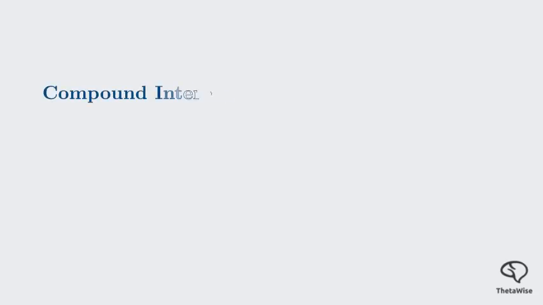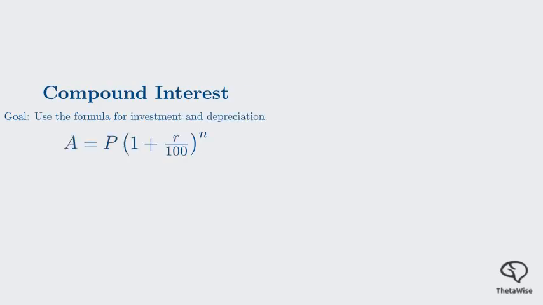Now we come to one of the most important topics in the IGCSE syllabus, compound interest. Unlike simple interest, compound interest is calculated on the new balance each year. Our goal is to use the compound interest formula to solve investment and depreciation problems. This means you earn interest on your interest. The formula for the total amount, A after n years, is A = P(1 + R/100)^n. In this formula, P is your starting principal, R is the percentage rate, and n is the number of years.